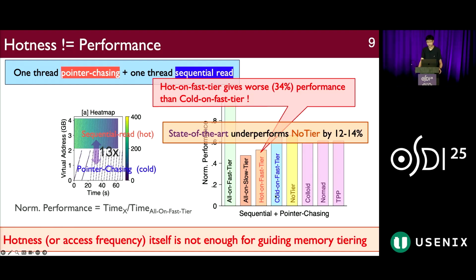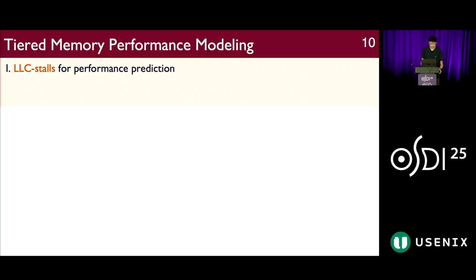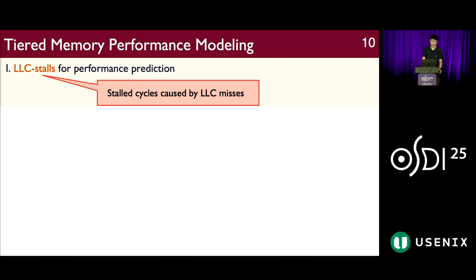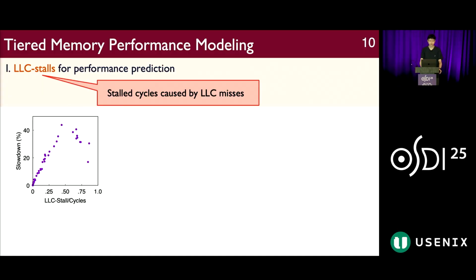It indicates that hotness or access frequency is not enough for memory tiering. To model memory tiering performance, we first use L3 stalls, which means the stall cycles caused by L3 misses. How about using L3 stall cycles to replace L3 misses? We would like to correlate the metric with performance slowdown.